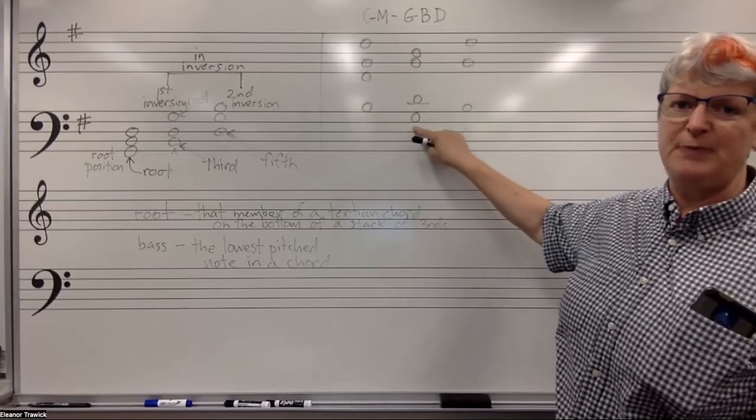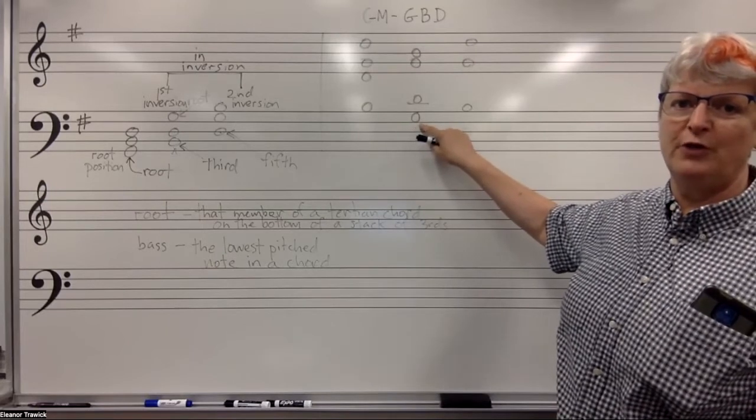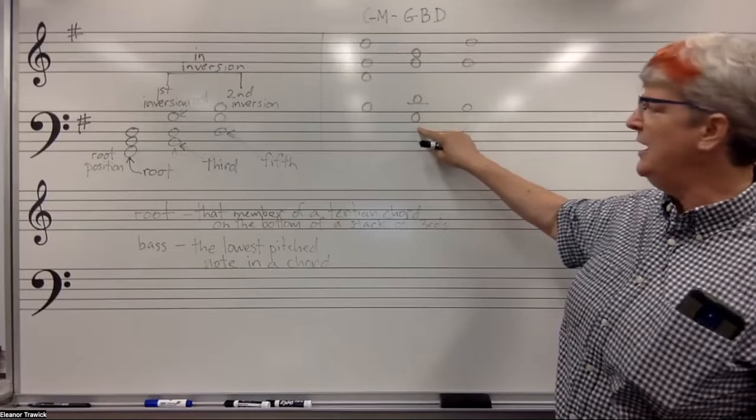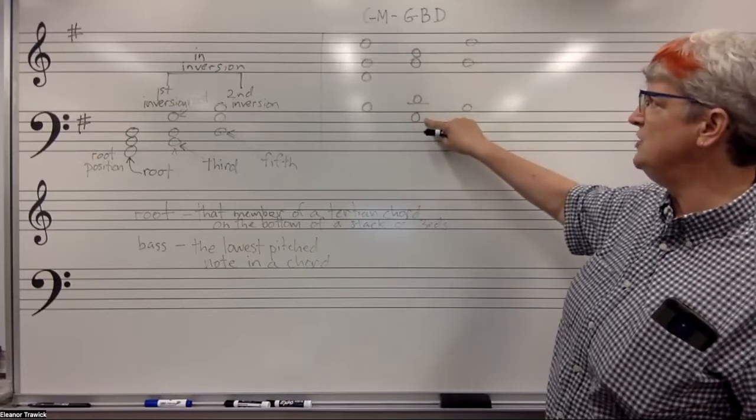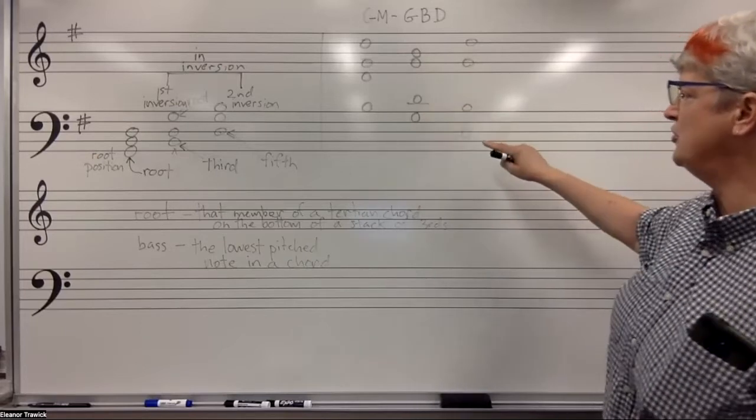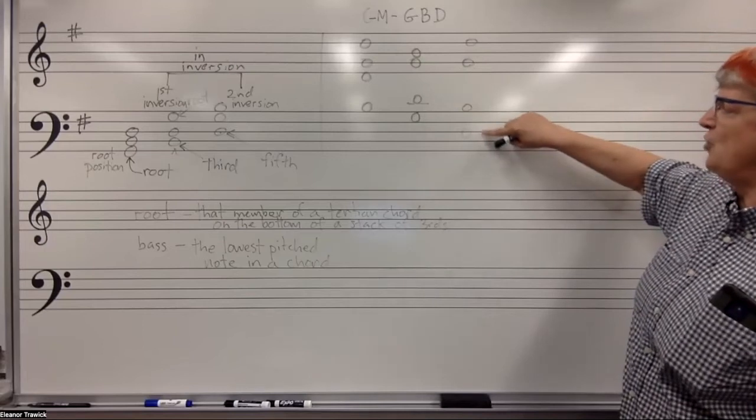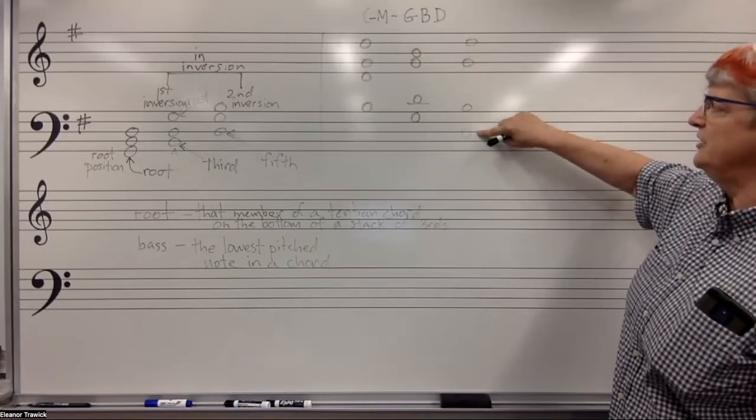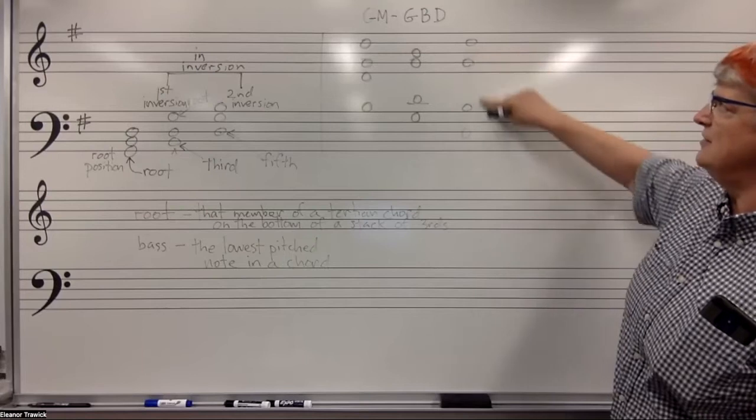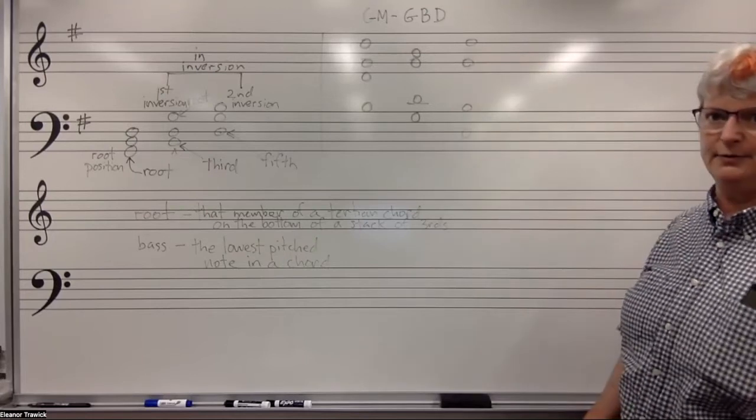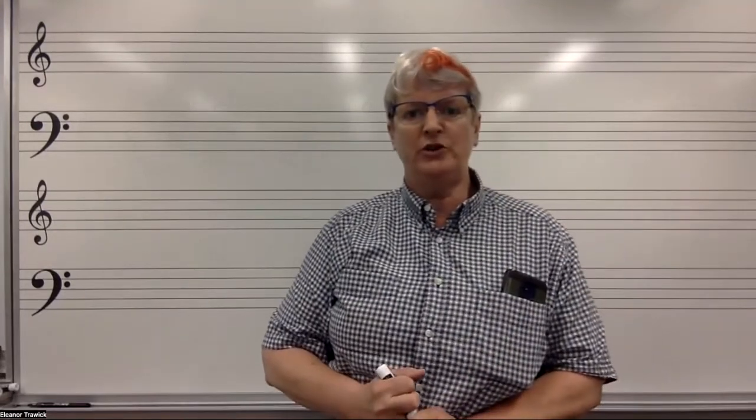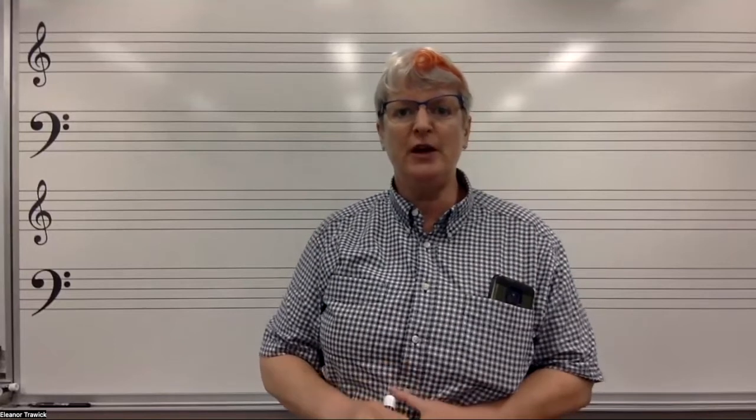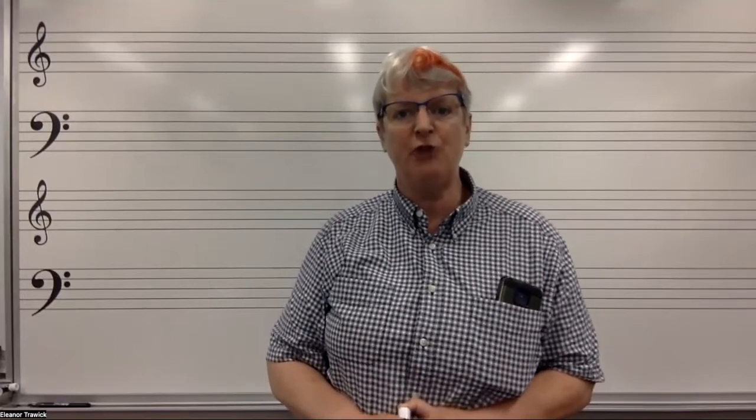Here the G is the bass note, so the root of the chord is the bass, and this is a root position G major triad. And then just to finish things off, this chord has a D in the bass, and we have a second inversion G major triad.